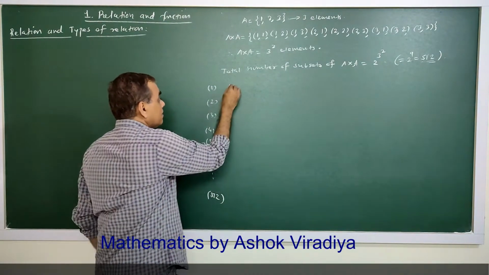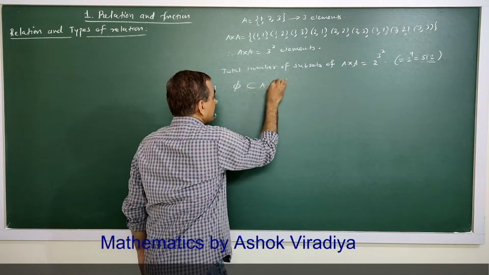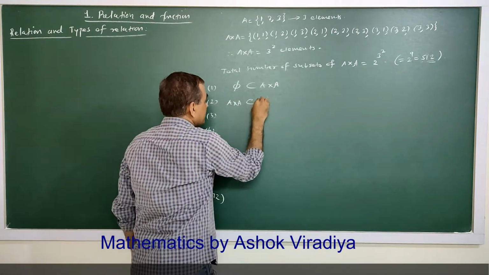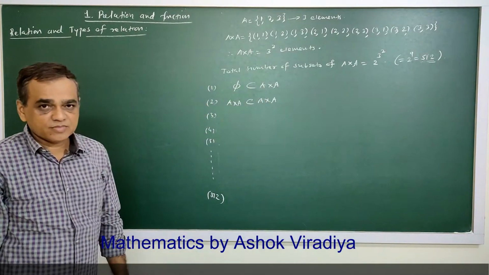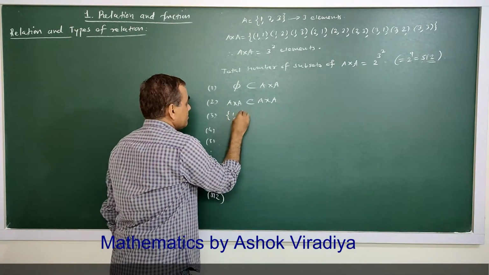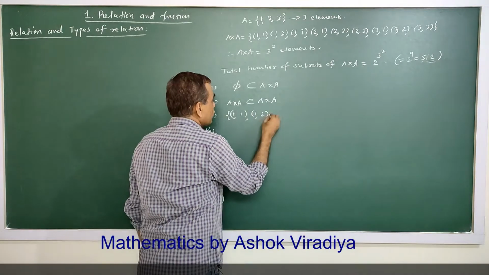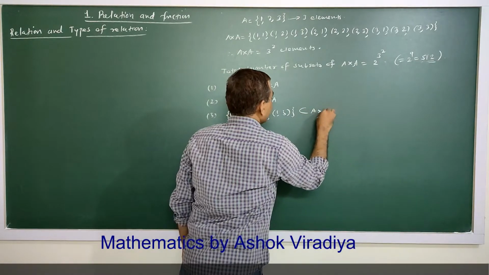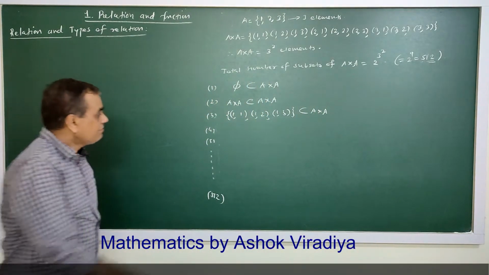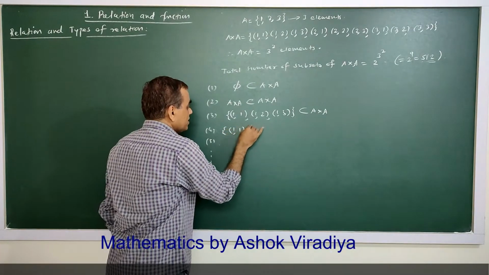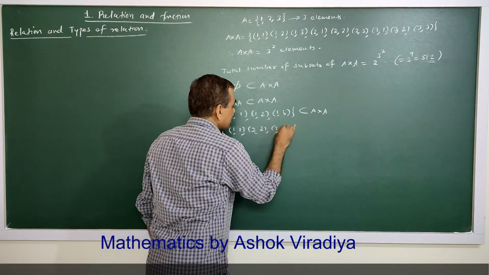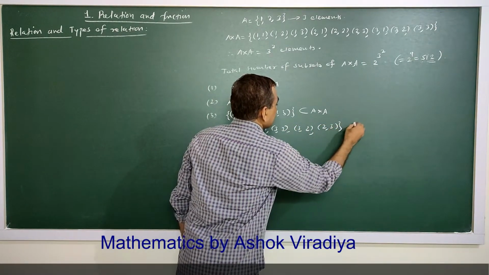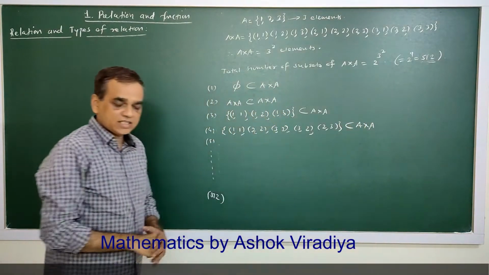We know that the null set is a subset of A cross A. The set itself is a subset of A cross A. If we take, suppose, (1,1), (1,2), (1,3), I am taking only these 3 elements, this is a subset of A cross A. If we take, suppose, (1,1), (2,2), (3,3), (3,2), (2,3), this is a subset of A cross A.